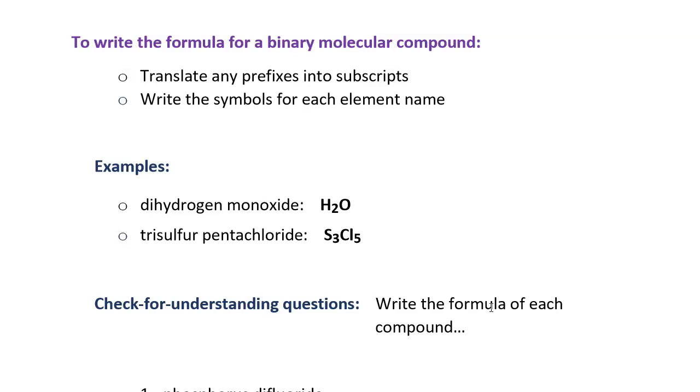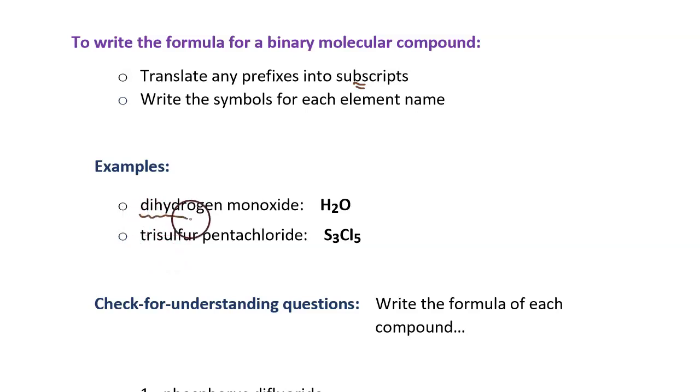Continuing on. We were just writing the names when given formulas. Let's do the reverse process. Be able to write a formula when given the name of the compound. The technique is to translate any prefixes into subscripts. So if the prefix is mono, the subscript is a 1. If the prefix is di, the subscript is a 2, and so on. And then write the symbols for each element name. For instance, if the name hydrogen is in there, you're going to need a capital H. Or if the name nitrogen is there, you're going to need a capital N. Let's look at some examples.